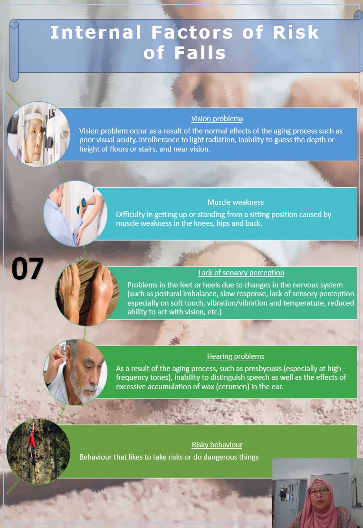Okay. Next is muscle weakness. So we know that as we age, we develop muscle weakness, which is very much associated with sarcopenia. If you can remember what happens when you have sarcopenia, sarcopenia is actually a normal aging process, but it can be prevented or delayed. Right. So muscle weakness will lead to difficulty in getting up or standing from a sitting position, caused by muscle weakness in the knee, hips, and the back.